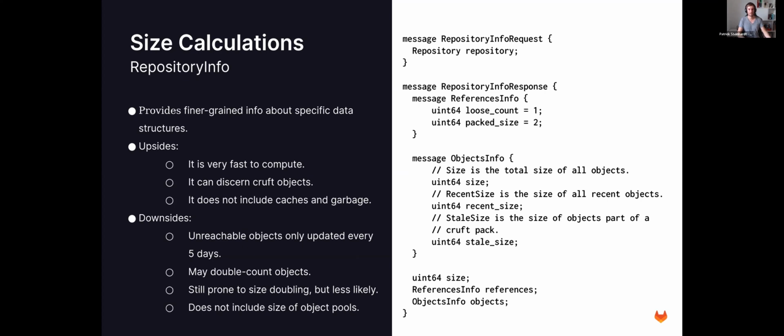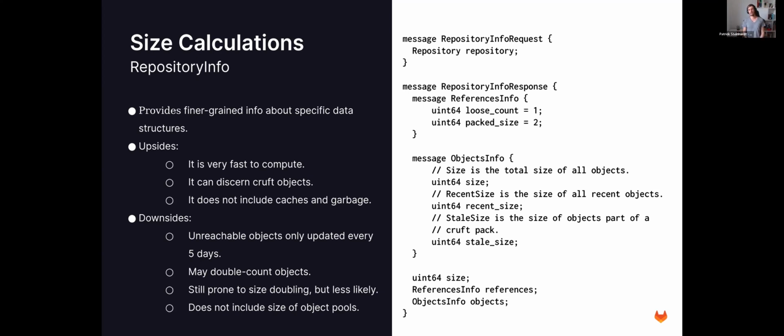So recent objects are all those objects which are not part of a Cruft pack, and stale objects are all those objects which are part of a Cruft pack. It again has the upside that it's still very fast to compute because we only do on-disk size calculations. It can discern Cruft objects, and it also does not include caches and garbage because we actually don't count them in the object size, for example.